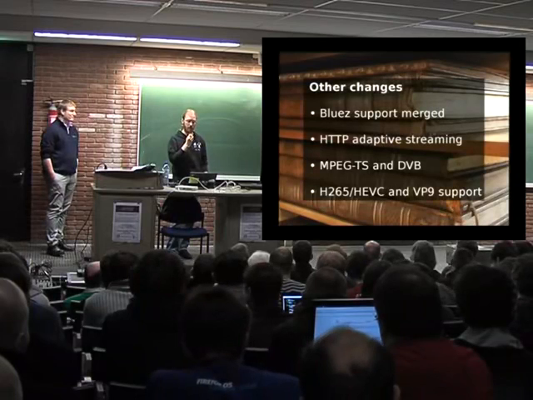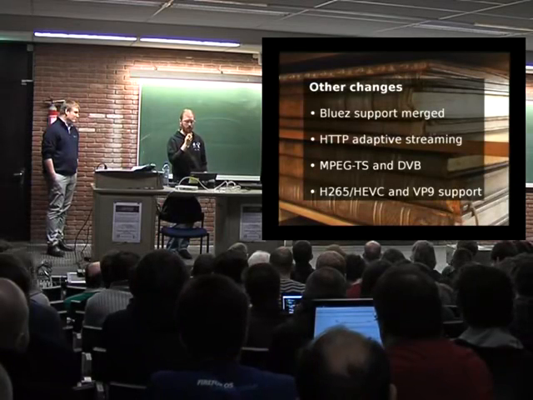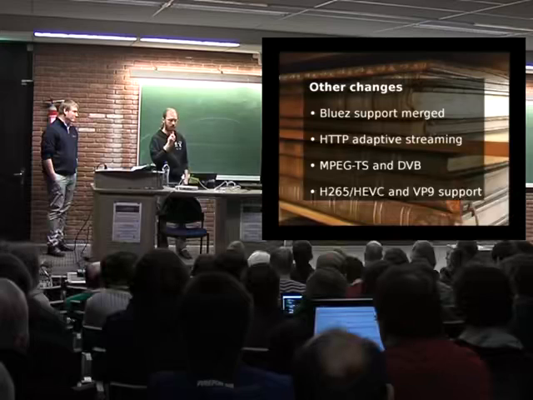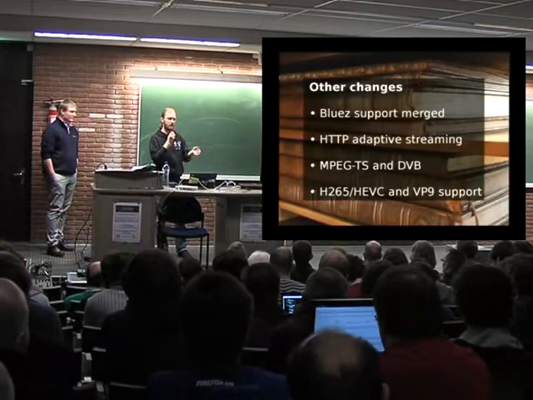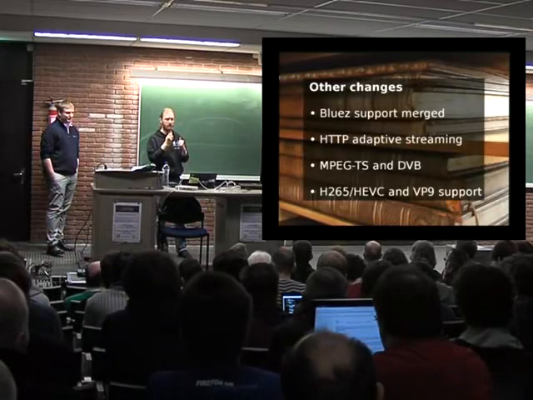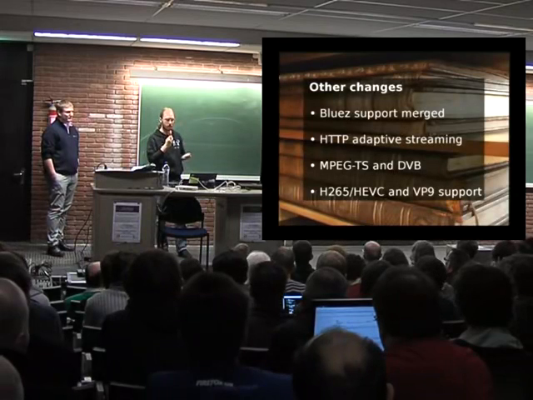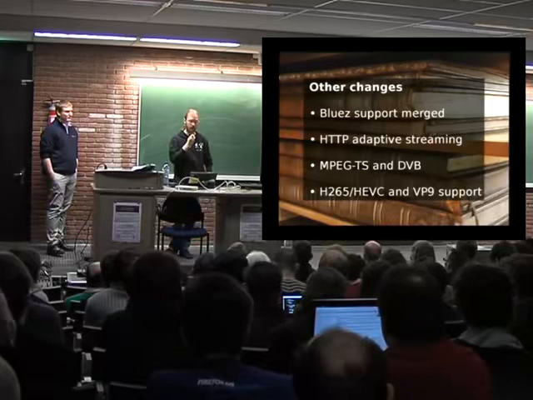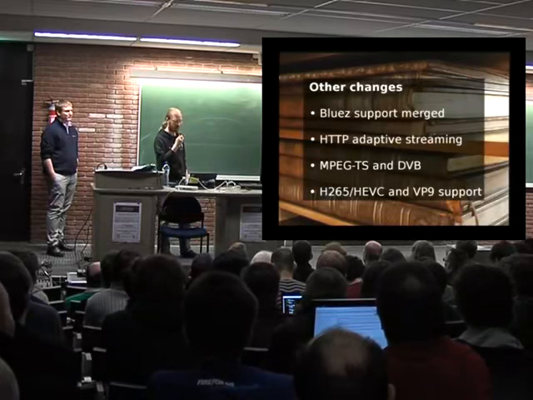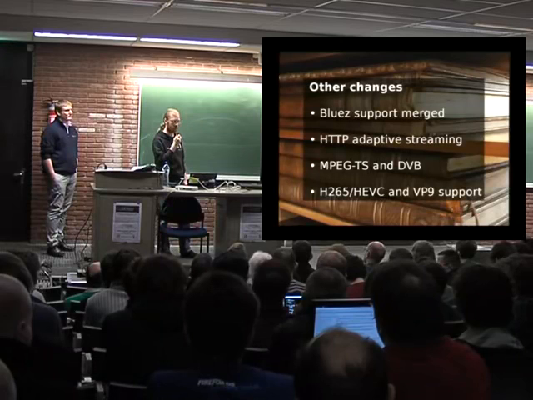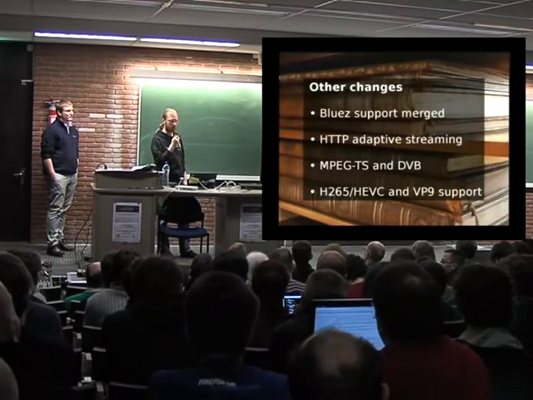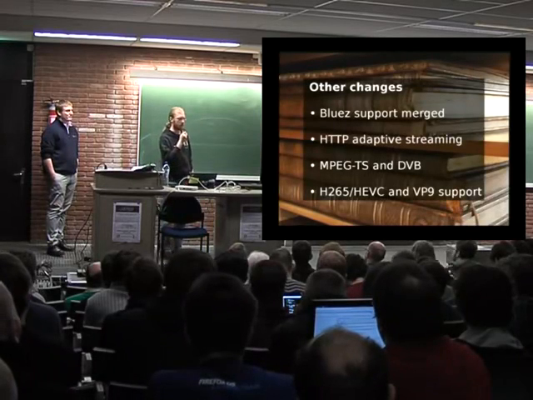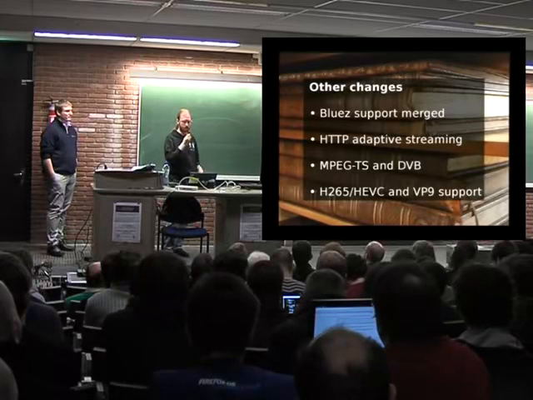Then we integrated H.265 or HEVC support. We have now parsers for that. It's integrated in all kinds of elements. For decoding, we are currently using the really great decoder that is inside libav. Then we have support for the next generation codec from Google, the VP9 codec, which I think they recently started to use on YouTube.